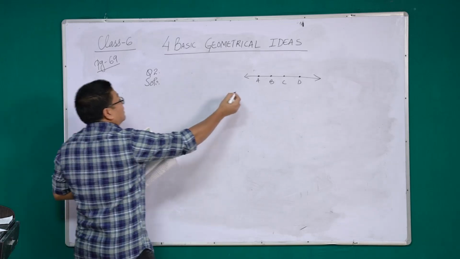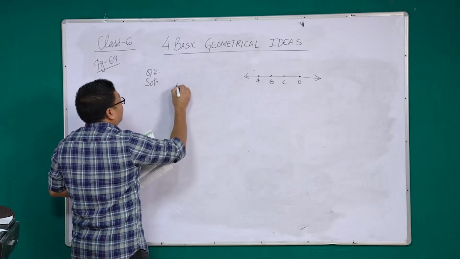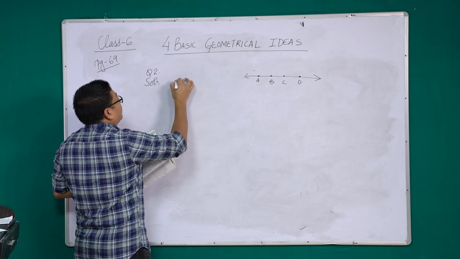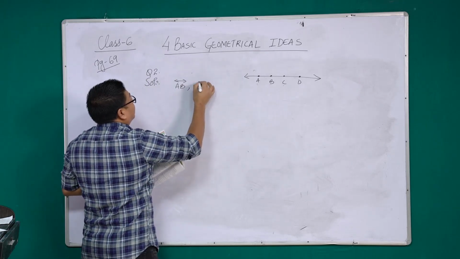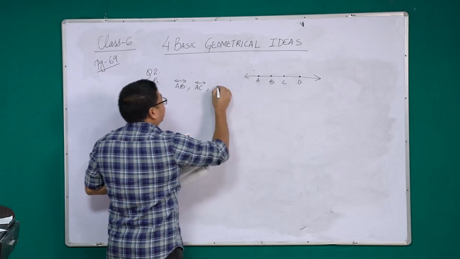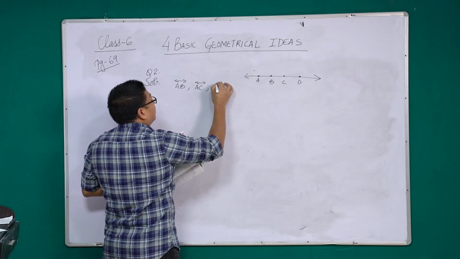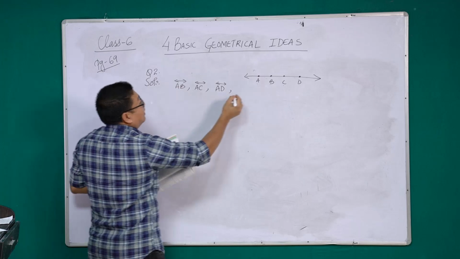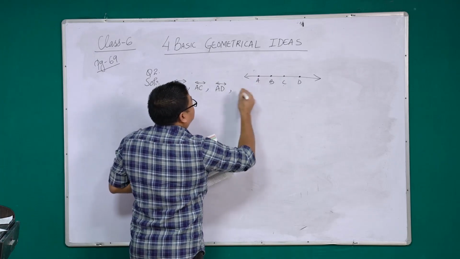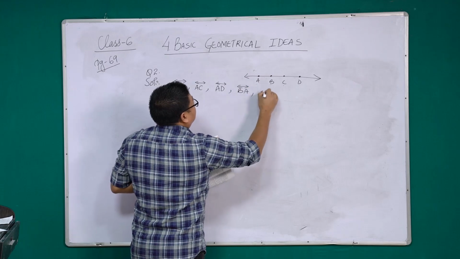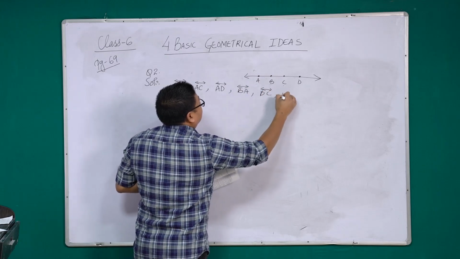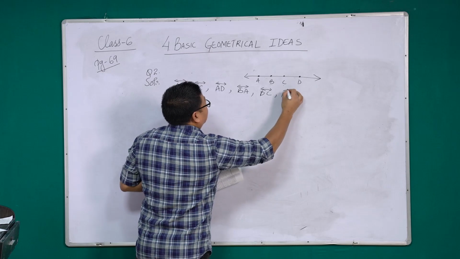So the first line can be AB, then AC. We will start with A's. AD. Line is shown in this manner. Then A is done, so we'll go to B. BA can also be another line. BC will be another line. BD will be another line.